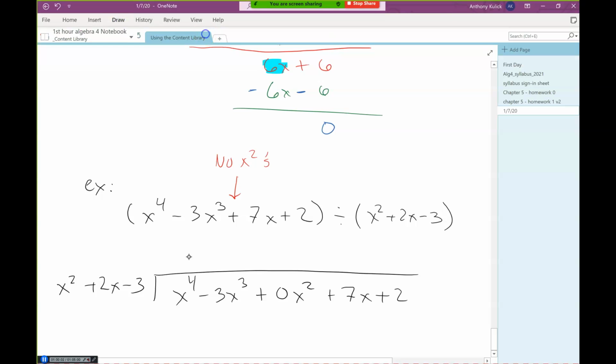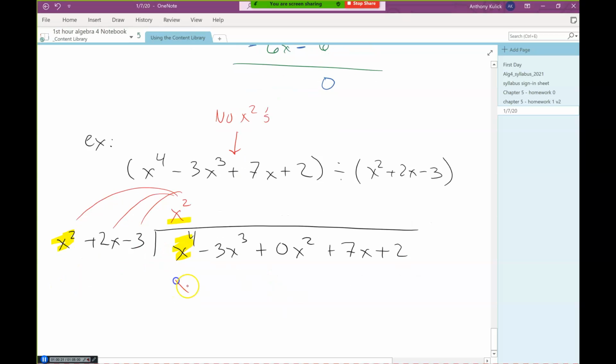All right. So what times x squared gives me x to the fourth? Well, that's just x squared, right? So that distributes. So far, so good? Okay.